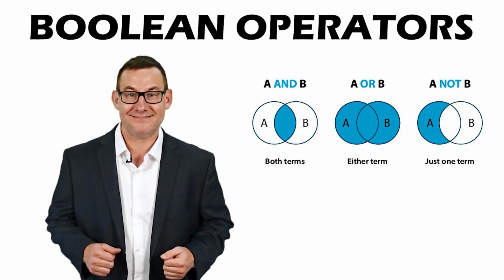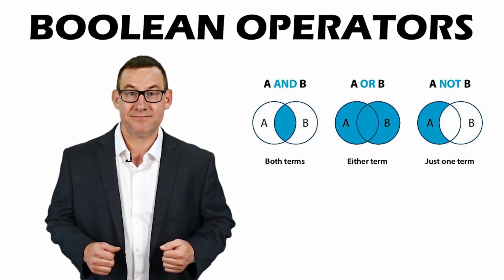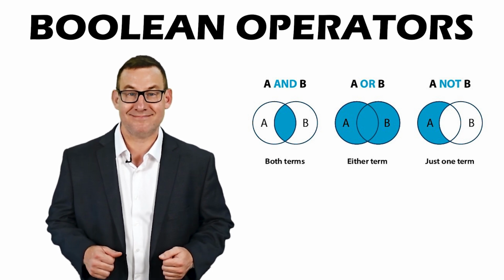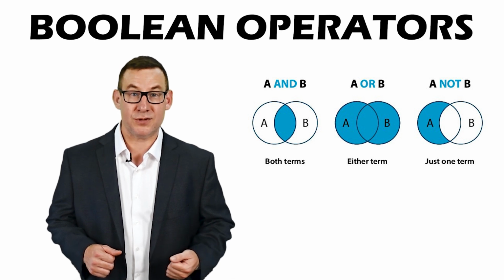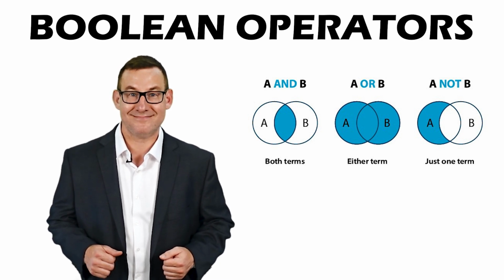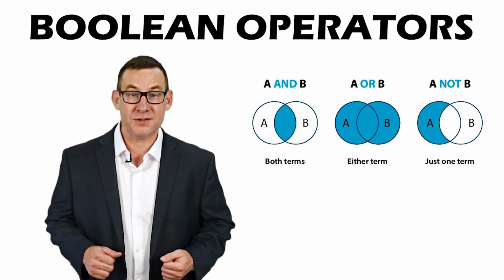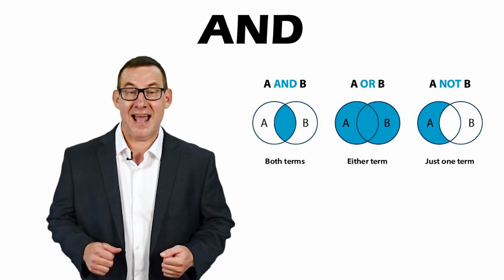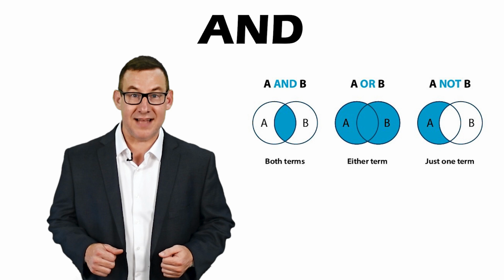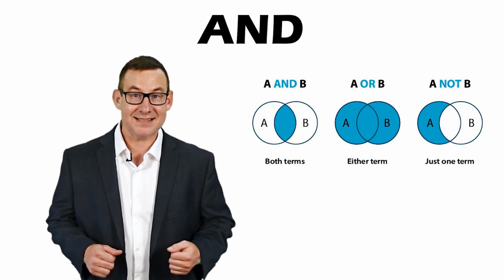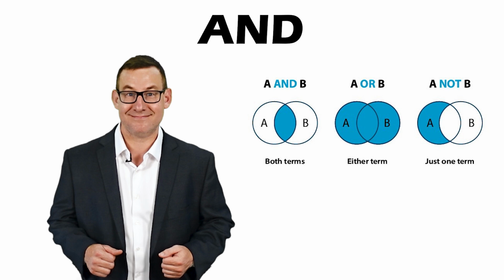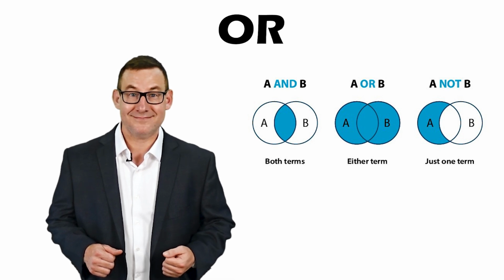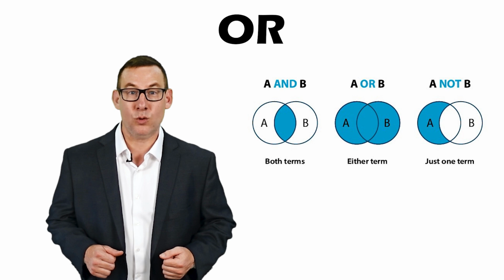Boolean operators. Boolean operators include and, or, exclusive or, and not. Boolean operations return true or false values. Boolean operators are also known as logical operators. And selects data that meets both criteria, and is like a spatial intersection. Or selects data that meets one or both criteria, or is like a spatial union.